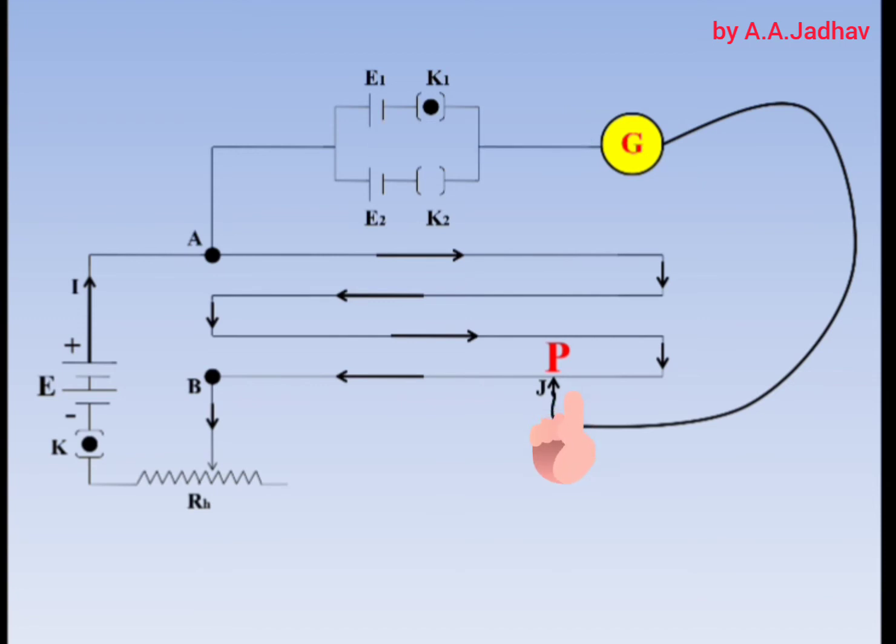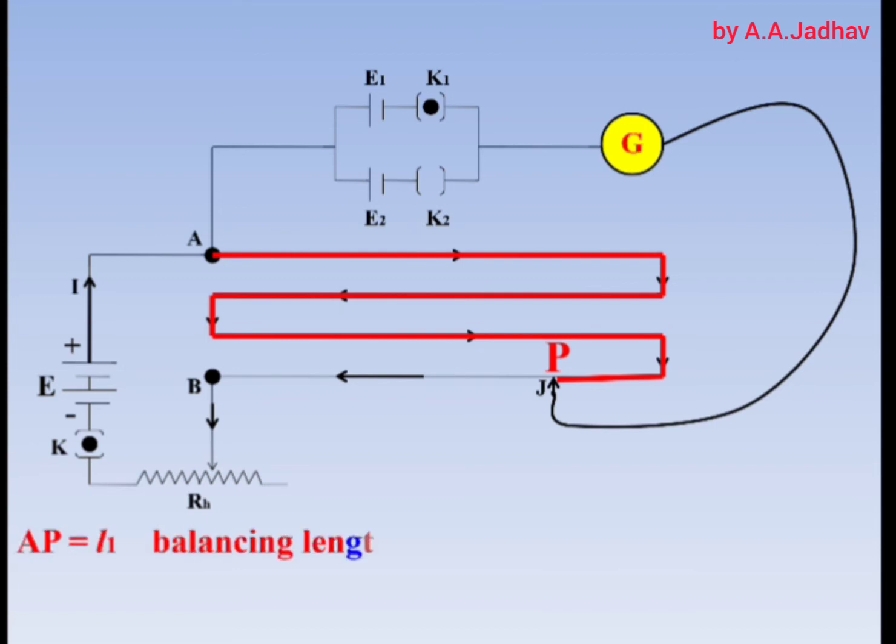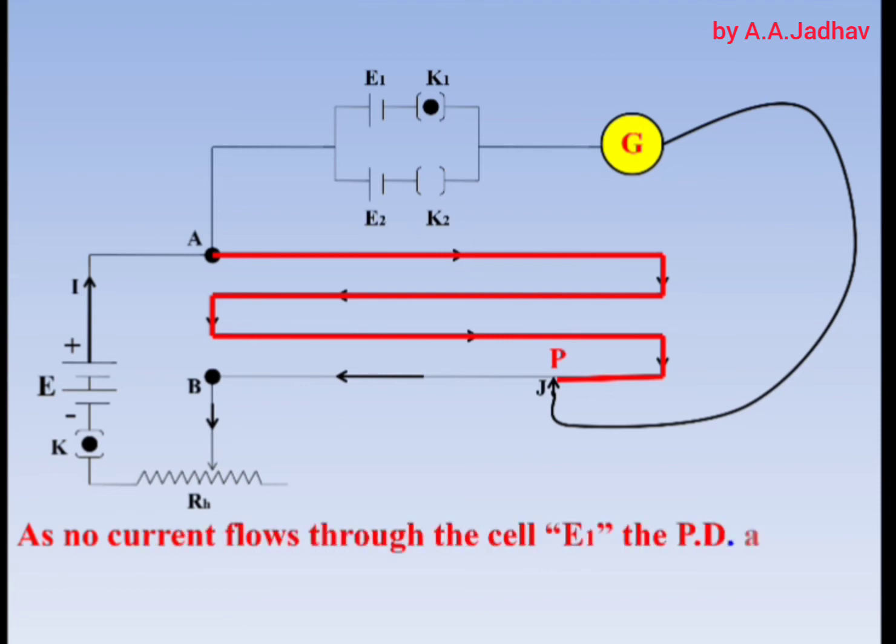That is, the potential at point P and the potential at the negative terminal of the cell E1 are the same. That is, we are not drawing any current from the cell E1, and cell E1 is acting like an open circuit cell. In this case, the length of wire between A and P is called the balancing length for the cell E1. So, let AP equal L1 be the balancing length from the higher potential end A of wire AB. As no current flows through the cell E1, the potential difference across the wire AP is nothing but the EMF of the cell E1.